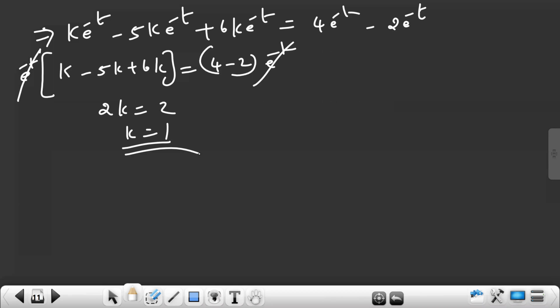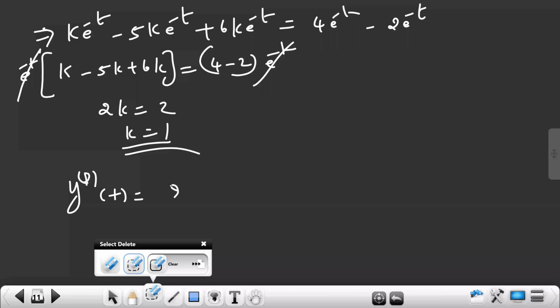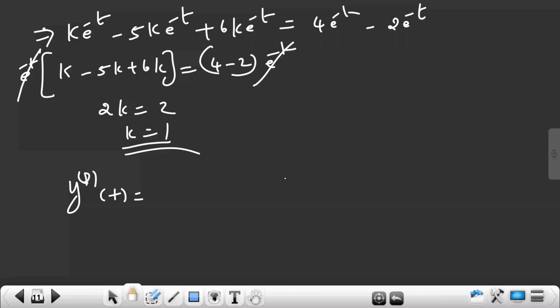So after finding the value of k, you will go back to your particular solution, that is equation number 2, and substitute. Now your particular solution will become 1 into e to the power minus t. That is nothing but e to the power minus t, because k is 1. So let it be equation number 3.